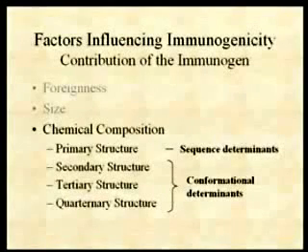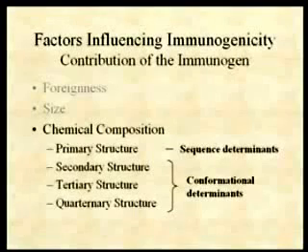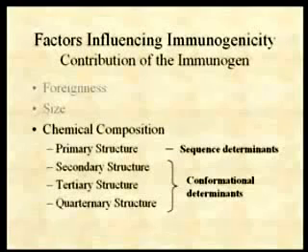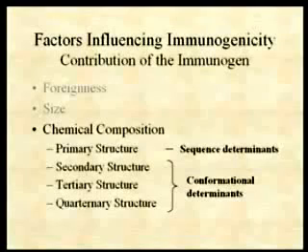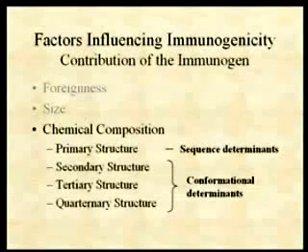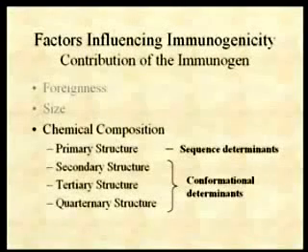Now, obviously, if you're dealing with an antibody, for example, that reacts with a conformational determinant, if you denature the protein in any way and destroy the conformation, you destroy the determinant. That's not true for the sequence determinants, because the sequence is going to be there. Unless you chemically or covalently break the bonds, you're not going to destroy the sequence determinants. But conformational determinants will be destroyed by denaturing the antigen.